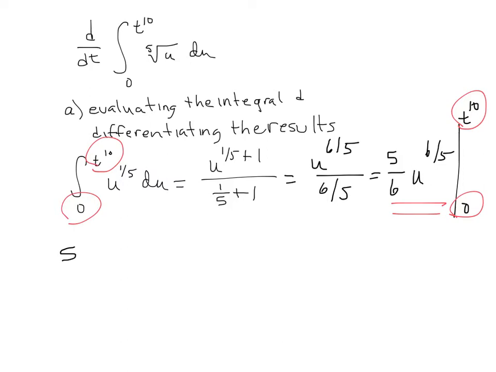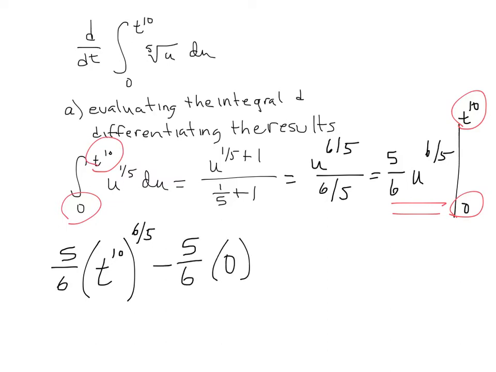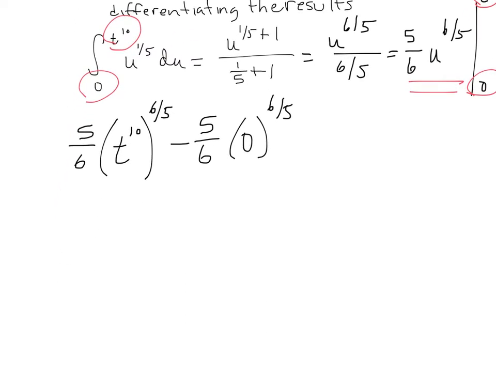So I get 5/6, my u is t to the 10th to the 6/5, minus 5/6 times 0 to the 6/5. Of course, that just cancels. So I end up with 5/6 t to the 10 times 6/5 is 60/5. 5 will go into 60 12 times. Or you could have said 5 goes into 10 2 times, and 6 times 2 is 12.